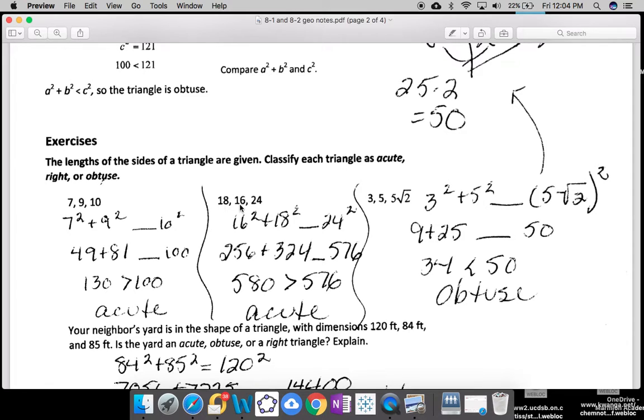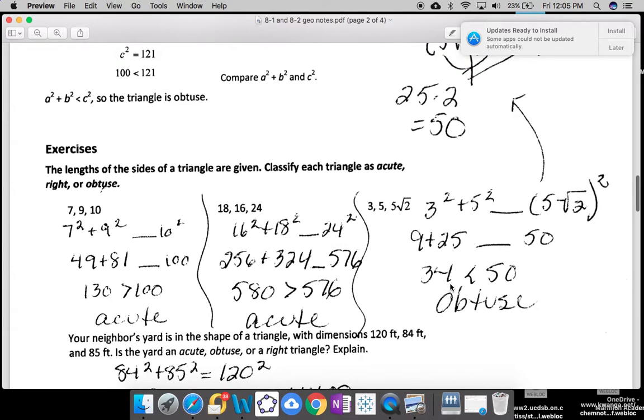For 18, 16, and 24, 16 and 18 squared and added together is 580. 24 squared is 576. Again, this is an acute triangle because the smaller sides squared is a larger number.